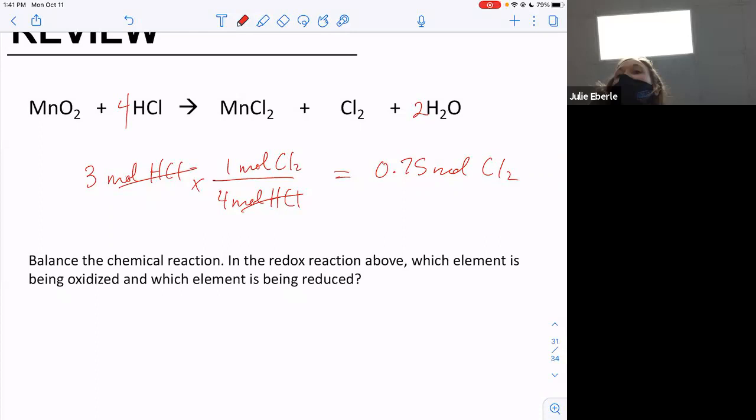Okay. Now it says, so we did the balancing part. In the redox reaction above, which elements are being oxidized, which elements are being reduced? So now we need to go in and do what? Yep, oxidation numbers. So anybody want to toss out what you think the oxidation numbers should be and where they go? You can start with the easiest thing. You can start with the reactant side or product side, it doesn't matter. You don't have to do everything on the reactant side and then the product side. You can just do whatever's easiest to you first.